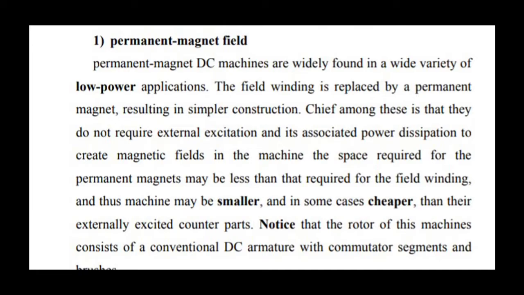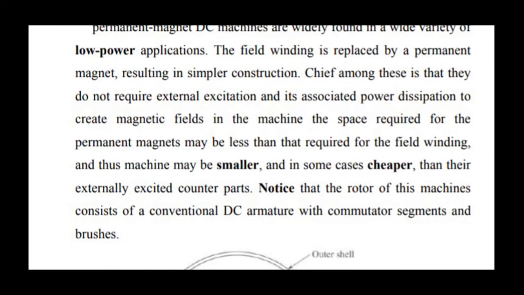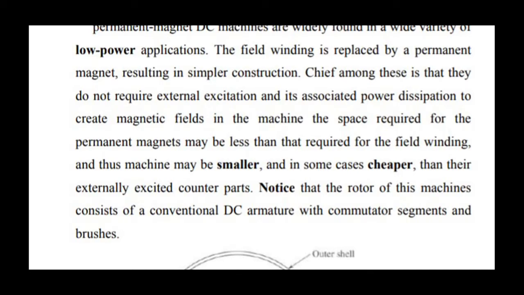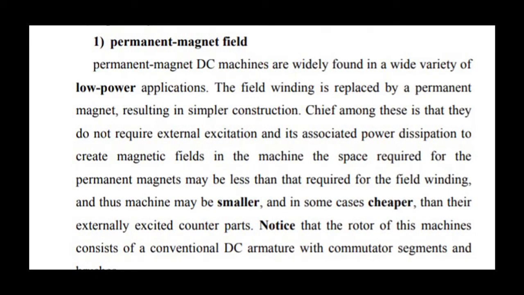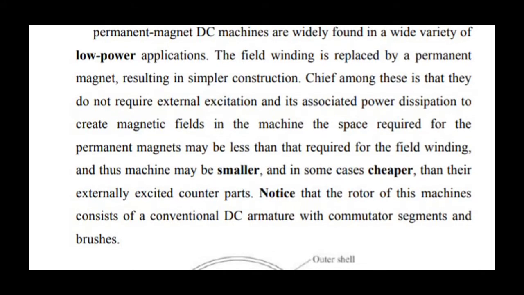The field winding is replaced by a permanent magnet, resulting in a simpler construction. So here, in place of the field winding, we use a permanent magnet. There is no need of any winding for the permanent magnet material, because there is no need to give any electrical supply. So a permanent magnet doesn't require any field windings, resulting in a simpler construction.